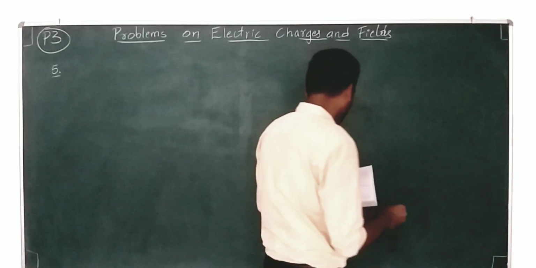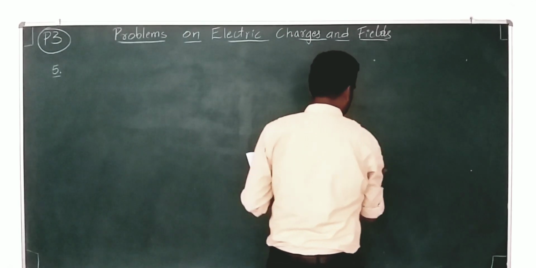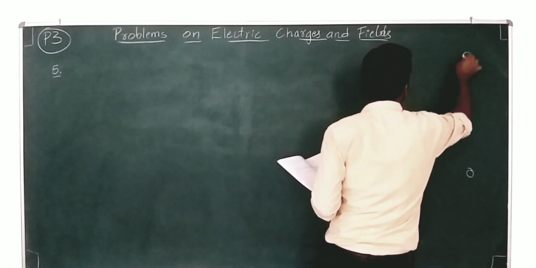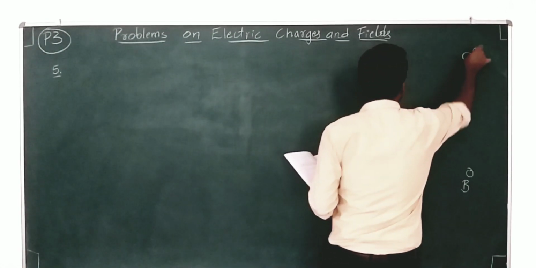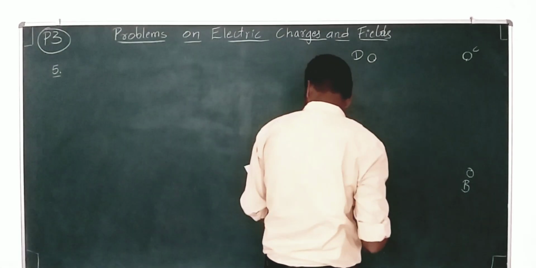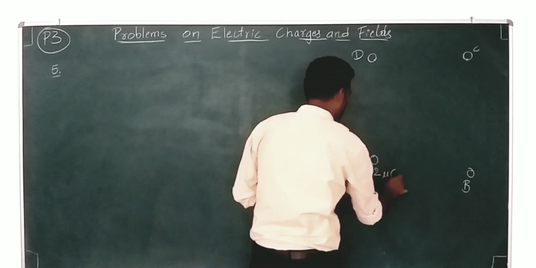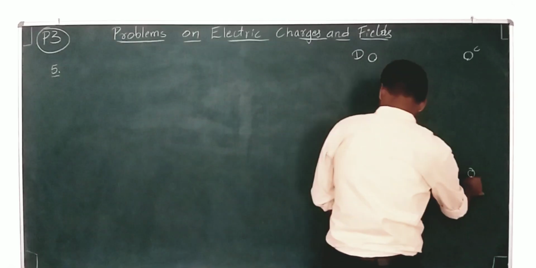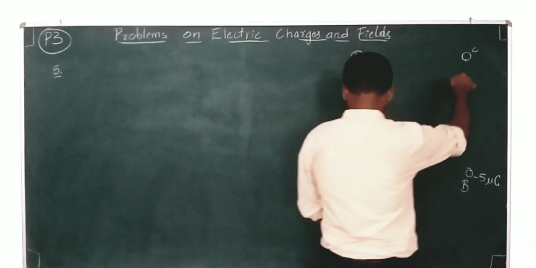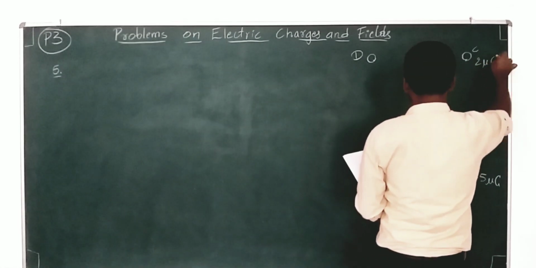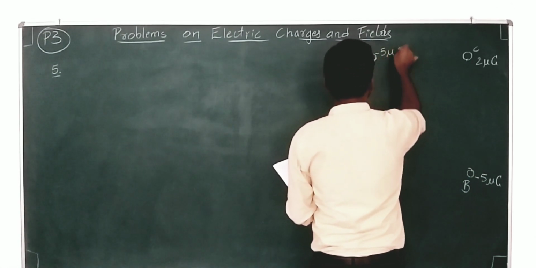So, according to the given problem, we have a square shaped structure where 4 charges are kept at the vertices of this square. The vertices are named A, B, C and D. At the vertex A, you have 2 microcoulomb charge kept, at B, minus 5 microcoulomb charge, at C, it's 2 microcoulomb again, and at D, it's minus 5 microcoulomb.